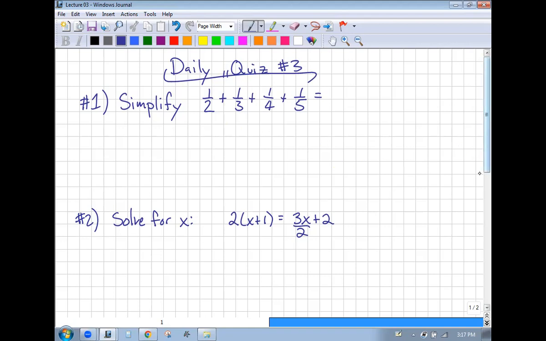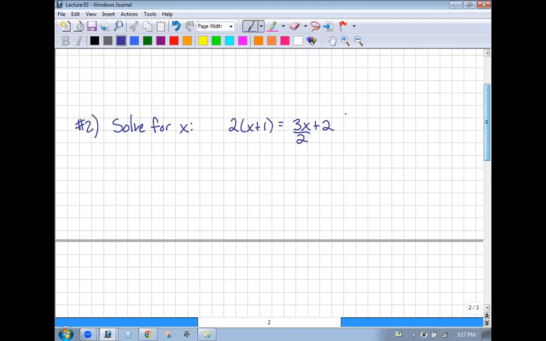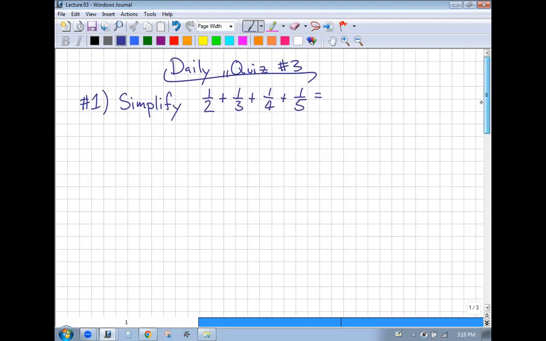This is going to be a long, difficult problem. I mean, we're just adding fractions. So let's insert a new page here and let's move number two down a little bit. We're just adding some fractions here. Not a big deal, but it is a pain in the butt. One thing we're going to need is a GCF, or something like that. What's the smallest number that all of these numbers will divide into?